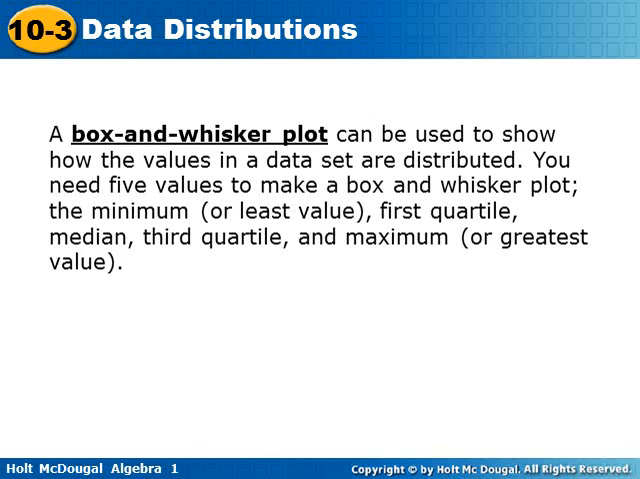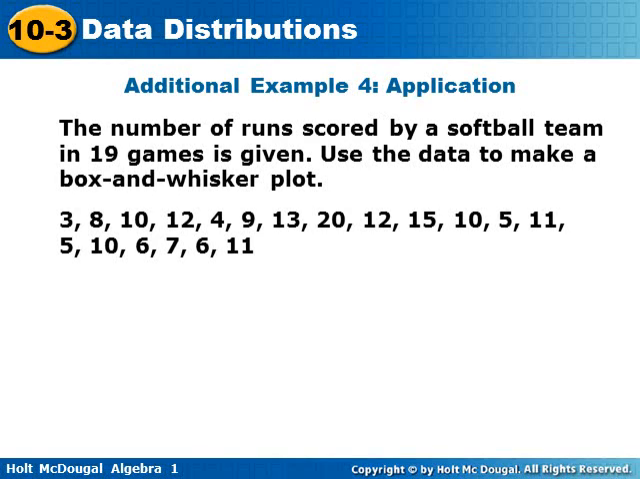A box and whisker plot can be used to show how the values in a data set are distributed. You need 5 values to make a box and whisker plot: the minimum or least value, the first quartile, median, the third quartile, and the maximum or greatest value. The number of runs scored on a softball team in 19 games is given. Use the data to make a box and whisker plot.